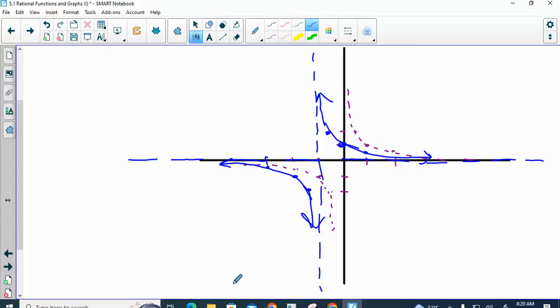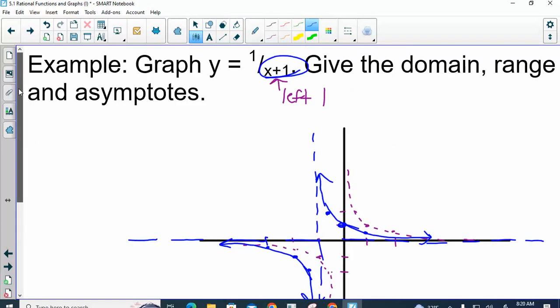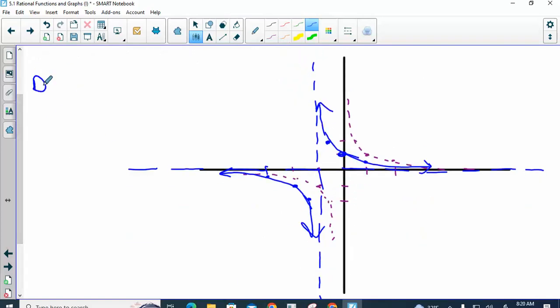I asked for domain, range, and asymptote. So my domain is what? Negative infinity, negative 1, union negative 1 to infinity. What is my range? The same. No, never mind. Negative infinity to 0, and 0 to infinity.